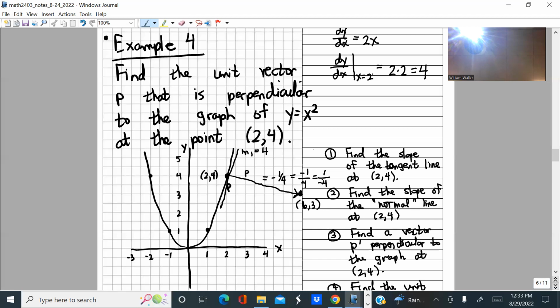All right, so you've got these 2 points. You turn that into a component vector, so you can write it in i plus j form, and then to give it magnitude 1, divide by the magnitude.